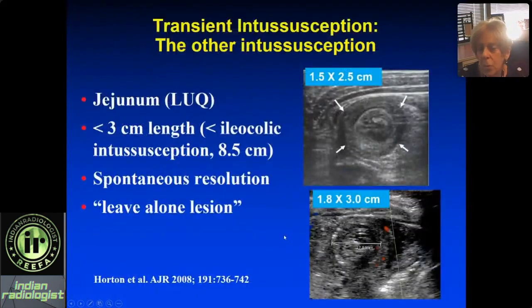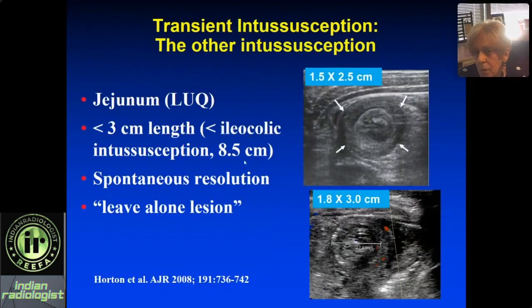And the differential is the other intussusception, transient intussusception. It occurs in the left upper quadrant, like to the jejunum. It's very short. Compared to the standard intussusception, which is much larger, it resolves spontaneously, and it's a leave-alone lesion. Don't touch it. It's going to go away.